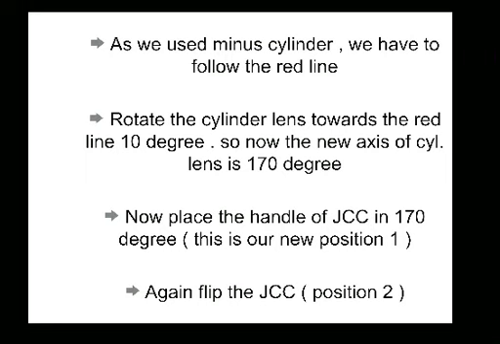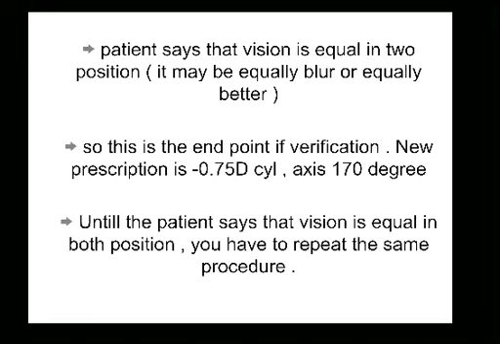So this is our new cylinder power. We have to place the handle of the JCC again at 170 degree, and this is our new position 1. And we have to flip the JCC again, that will be position 2. And now the patient says that the vision is equal in the two positions. So here we come to the end point of our verification, when the patient says that there is no significant change of vision in both positions. So our new prescription is minus 0.75 diameter cylinder with axis at 170.